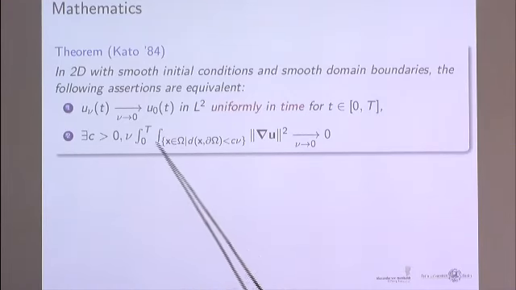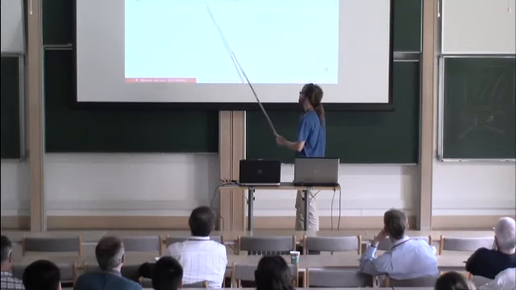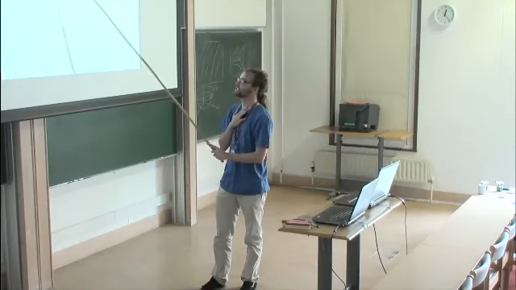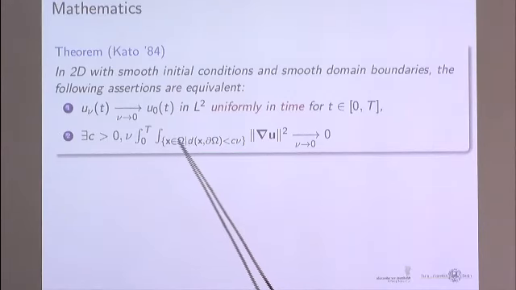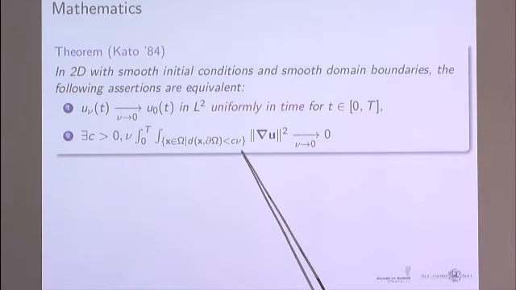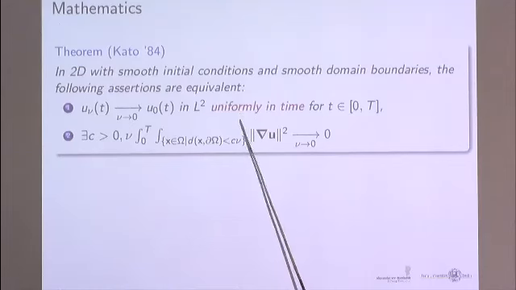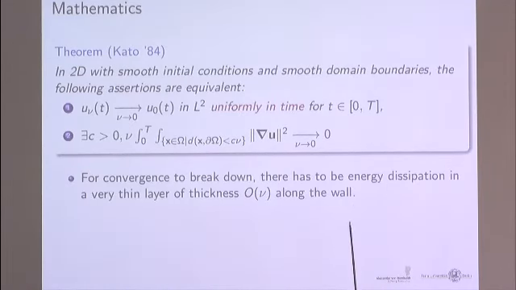And that the energy dissipation rate inside a boundary layer, that's just integrating the dissipation rate on this very thin boundary layer along the boundary, which has thickness scaling like nu. Remember, the Prandtl layer has thickness scaling like square root of nu, so this is much thinner. If this dissipation goes to 0, then we have convergence to the Euler solution. So if we want to break down this convergence, we have somehow to dissipate energy in this very thin boundary layer.